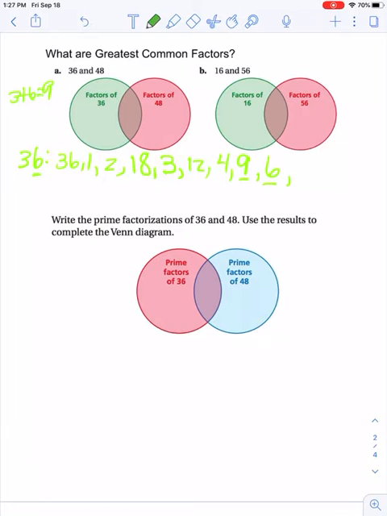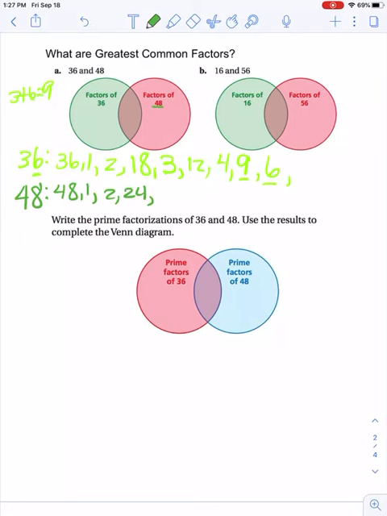I'm going to switch to a slightly different color green, and I'm going to list the factors of 48, because that's the one in the other circle. So 48 and 1. It's an even number, so I know 48 is going to be divisible by 2. So I will divide 48 by 2, and I would get 24.